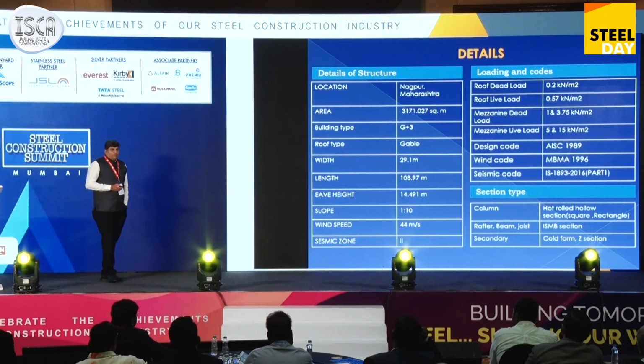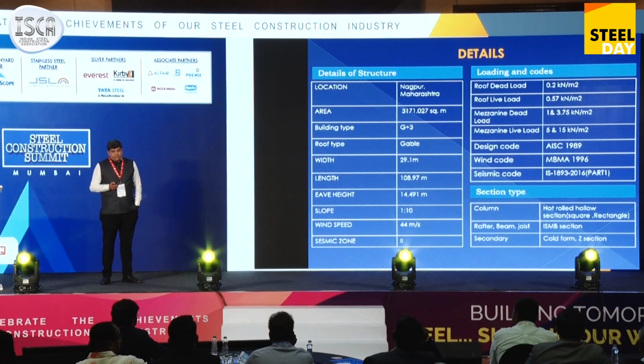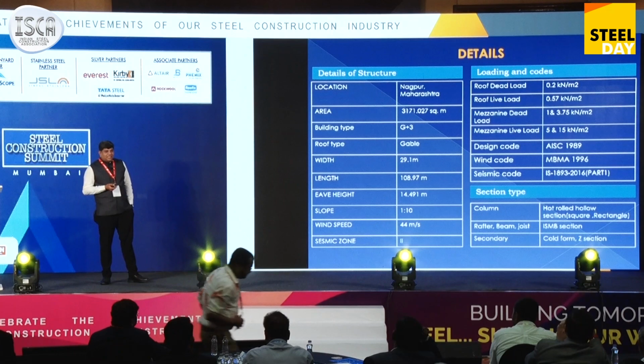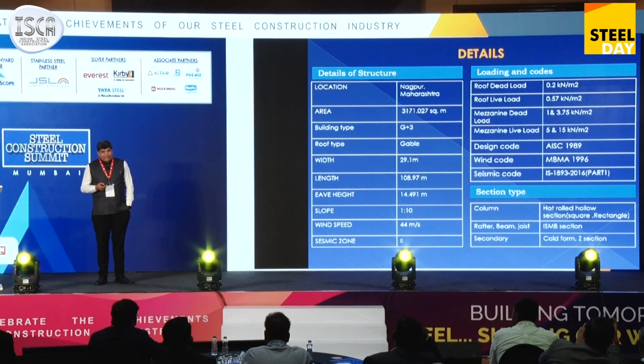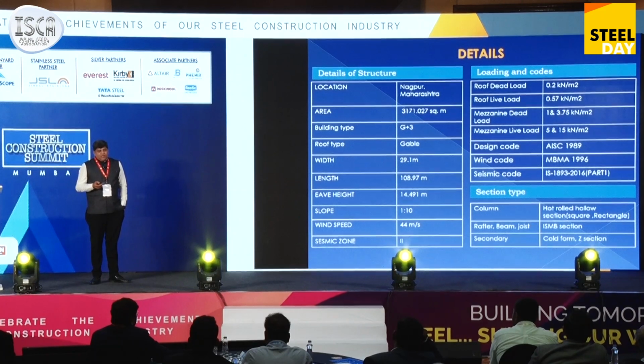Considering the top PIR panel, the dead load for the roof is 0.2 and the live load is 0.57. The mezzanine is for a storage building, so the total live load is around 15 kN per square meter. We have followed the American code as per the client's requirement.